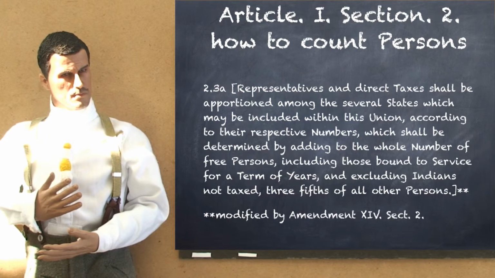So you see they count every person who is free as one person. And that includes men, women, children, babies, anyone who's a free person is counted as one. And also they include anyone who's bound to service for a term of years, which I think they called indentured servitude.